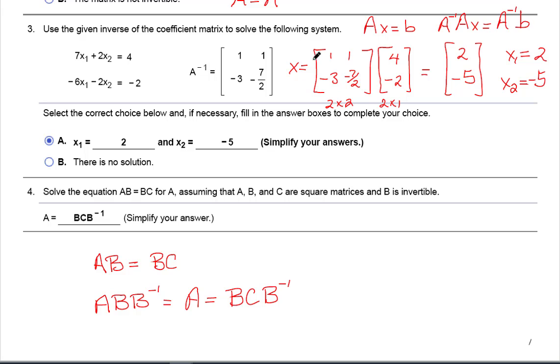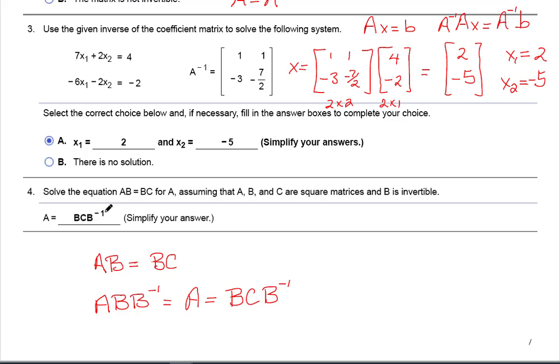Alright, so X is A inverse, so here's A inverse multiplied by B. Sizes are correct, 2 by 2, 2 by 1. So my answer is 2 by 1. And so performing the multiplication 1 times 4, 1 times minus 2, we get a 2 and a minus 5.